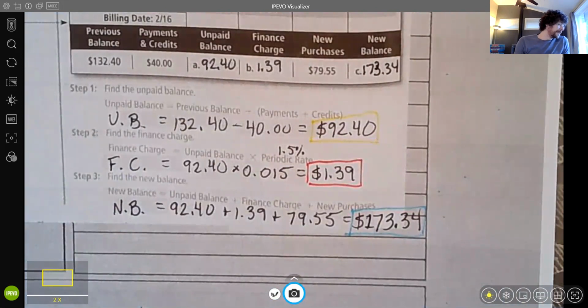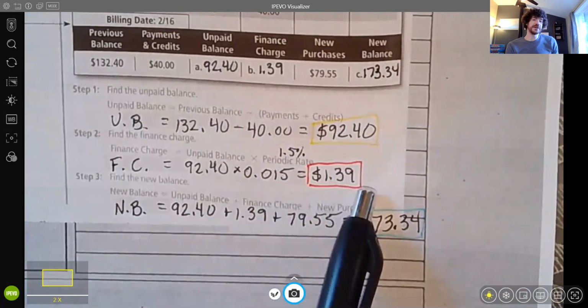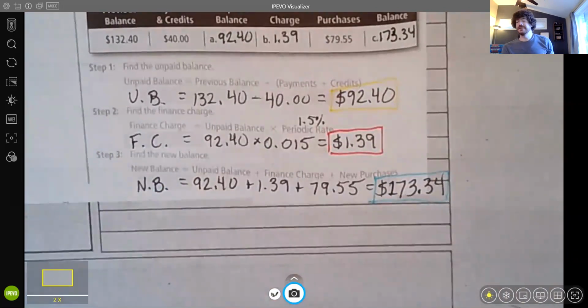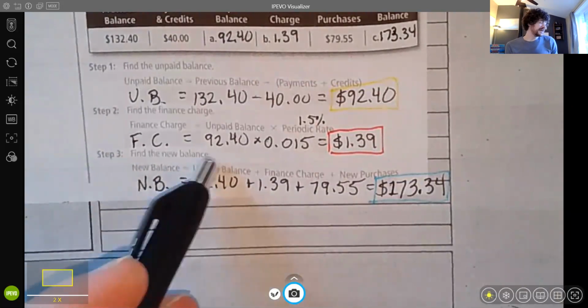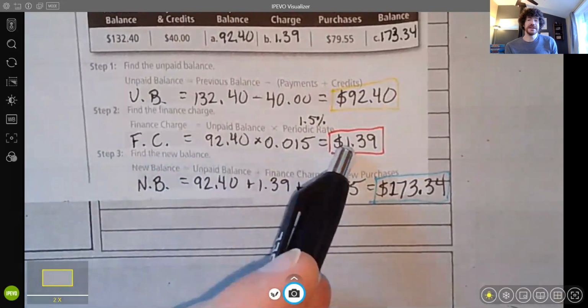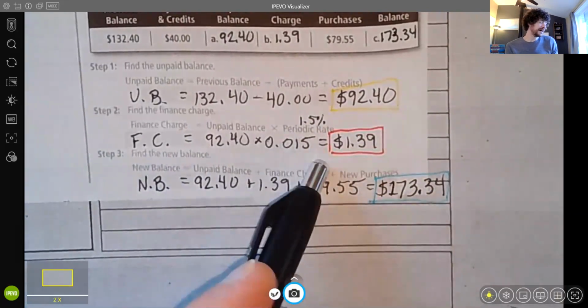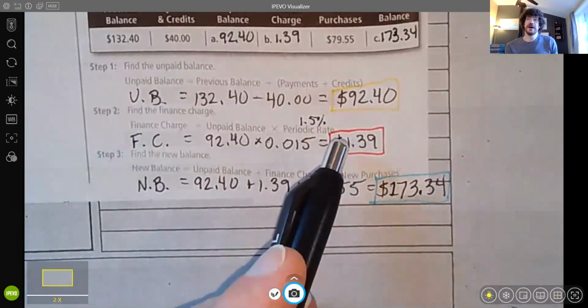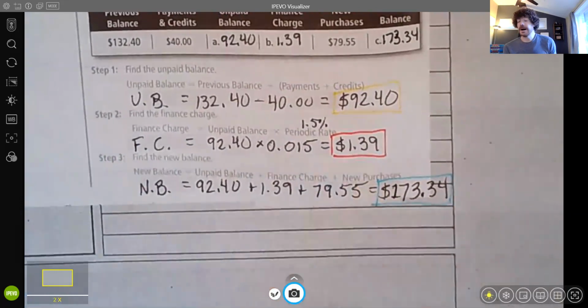So now $1.39 doesn't seem like that much, but if you're always carrying an unpaid balance, that means you're always paying interest, which is not something that you have to do. And it's not a large balance that's being carried forward, but sometimes people rack up a lot of credit card debt because if this fee, that finance charge, doesn't get paid down, the finance charge can actually gain interest as well.